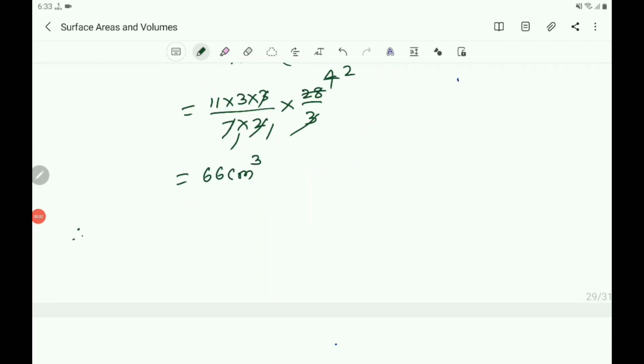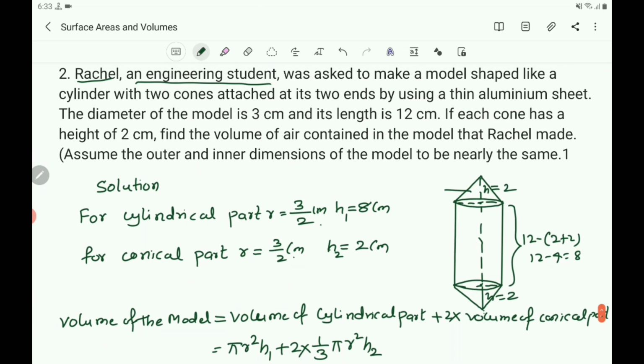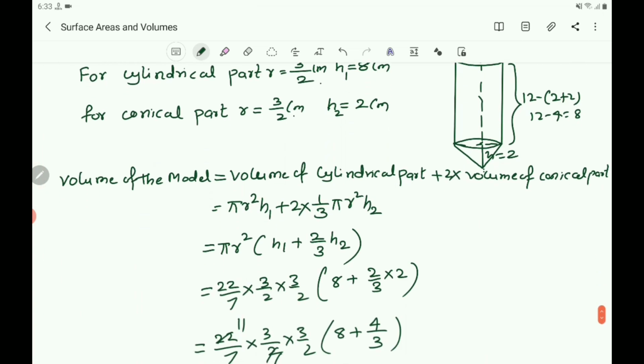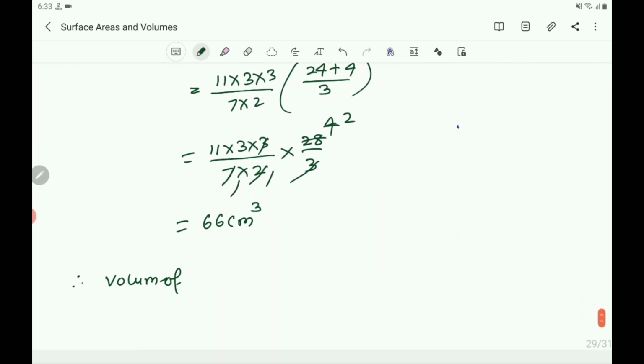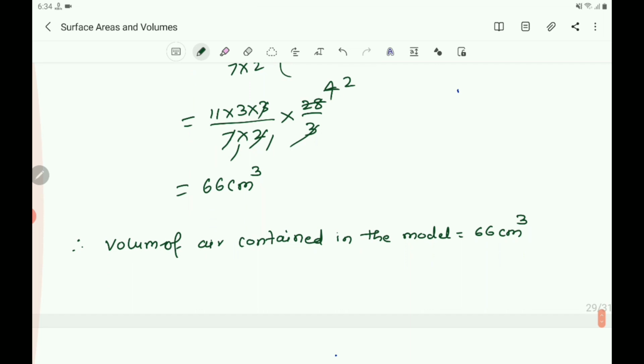Then you write the volume of the model is what is given here. What you have to find out? Find the volume of air contained in the model. Air contained in the model is nothing but the volume of the model made. So volume of air contained in the model equals 66 cm cube.